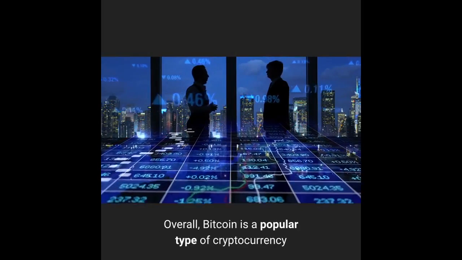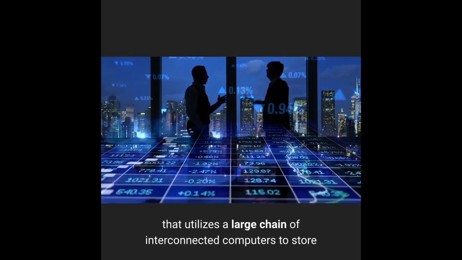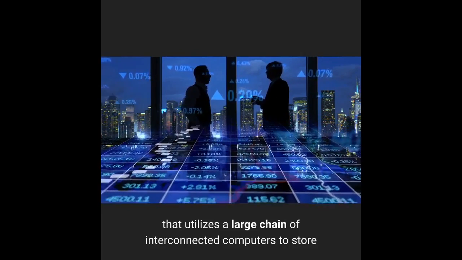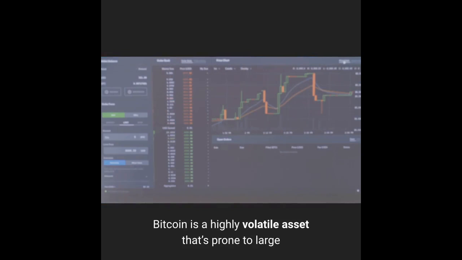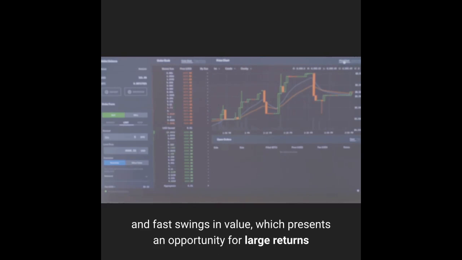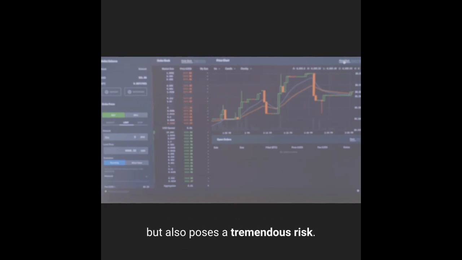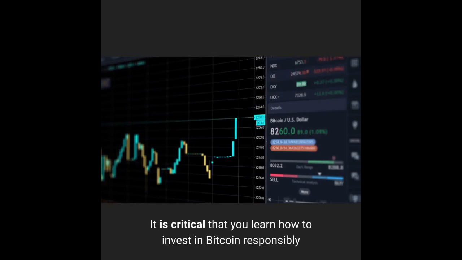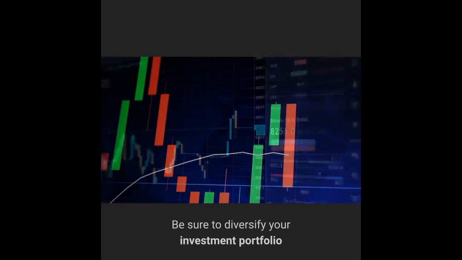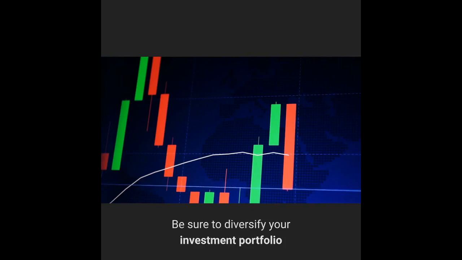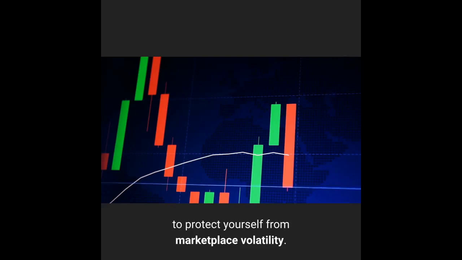Overall, Bitcoin is a popular type of cryptocurrency that utilizes a large chain of interconnected computers to store and protect your digital assets. Bitcoin is a highly volatile asset that's prone to large and fast swings in value, which presents an opportunity for large returns but also poses a tremendous risk. It is critical that you learn how to invest in Bitcoin responsibly before making any decisions. Be sure to diversify your investment portfolio to protect yourself from marketplace volatility.